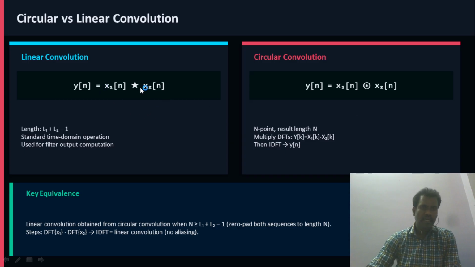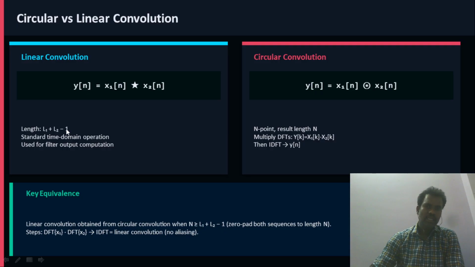But in linear convolution, the sequence lengths may not be the same because it is not periodic. It can be aperiodic also. The linear convolution is applicable for both periodic as well as aperiodic. If the length of x1 is L1 and the length of x2 is L2, then the linear convolution length is L1 plus L2 minus 1. The length will be increased.